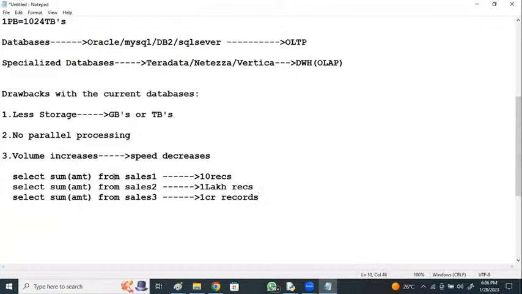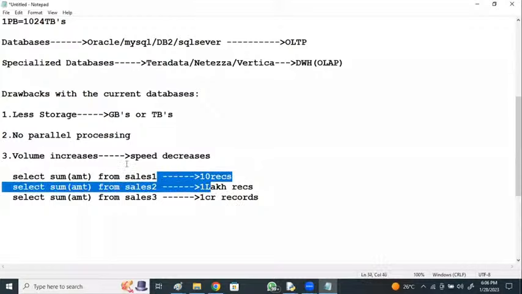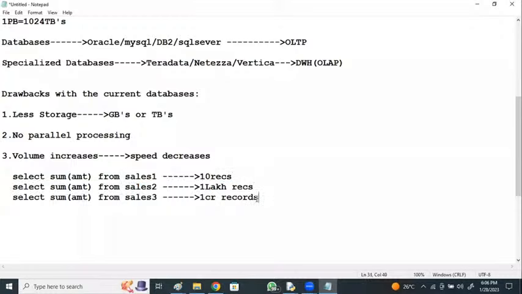So which query is going to execute faster among these three? Either 10 records, 1 lakh or 1 crore. Which table is going to execute faster? The first query executes faster, because it totals 10 records as compared with 1 lakh or 1 crore. So query to query, as volume increases, speed decreases. And if complexity increases, speed decreases.